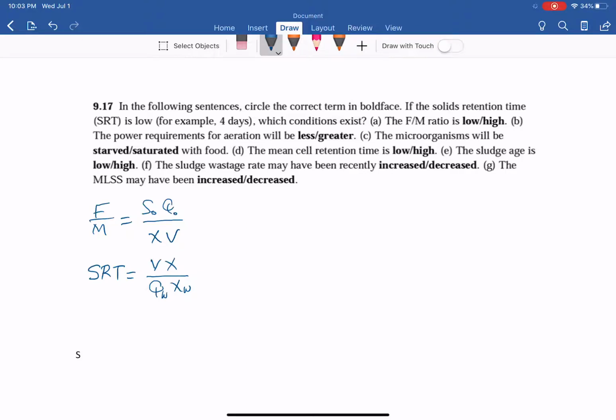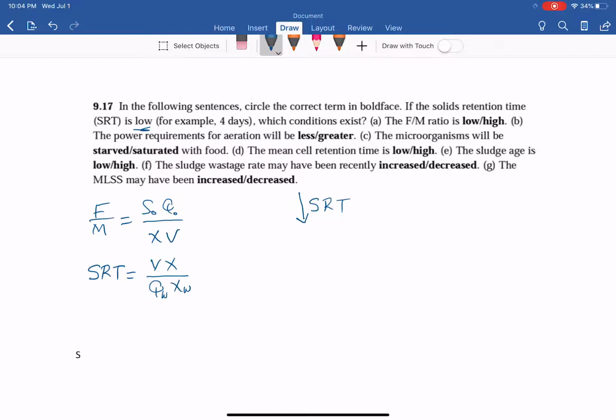This is very important. Most of the multiple choice will come from this problem. 917. In the following sentences, circle the correct term in boldface. If the solid retention time is low, if SRT is low, for example, 4 days, which condition exists? The F over M, is it low or high?